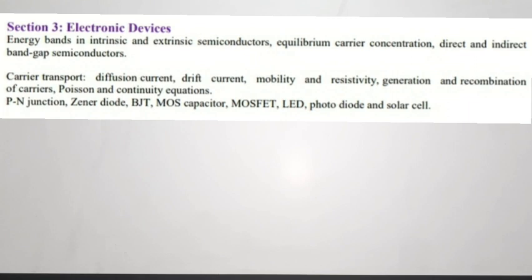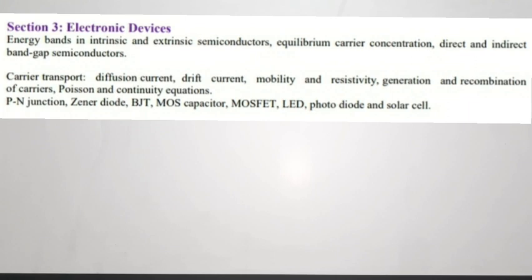So the next area is carrier transport. You have to study diffusion current, drift current, mobility, resistivity, generation and recombination of carriers, Poisson and continuity equations. All these are important, and we have done a lot of questions from this area also, numerical questions. You can find them on the EDC playlist.